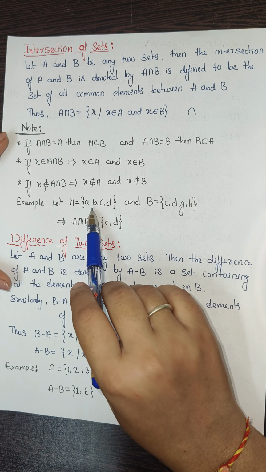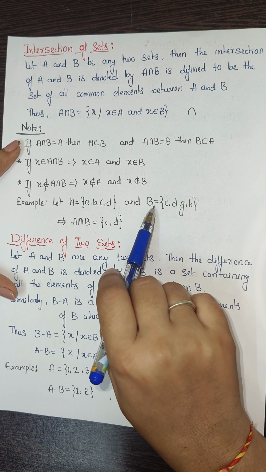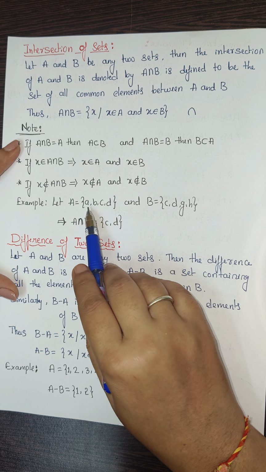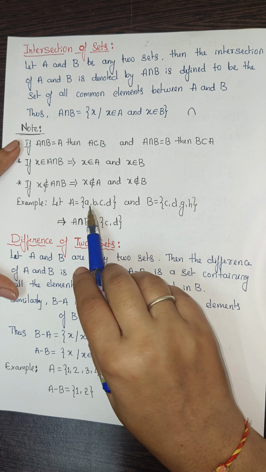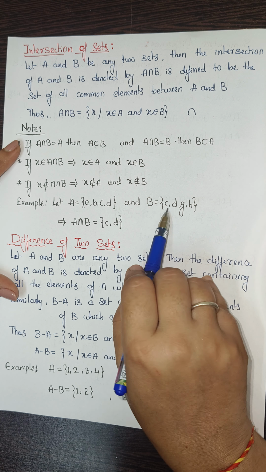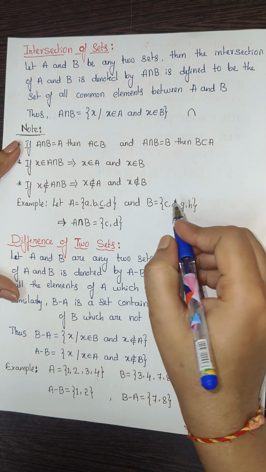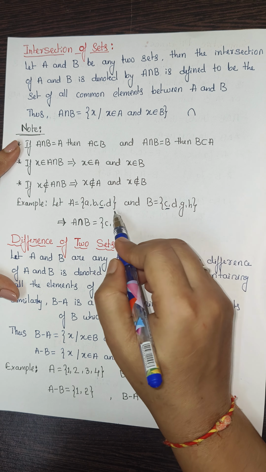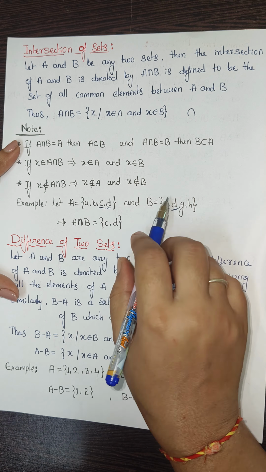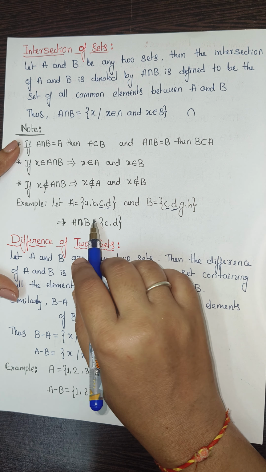One example here: the set A is A, B, C, D, and the B set is C, D, E, F. We need to check which are common. A is not in B, so don't take that one. B is not in the B set. C is in both the sets. C is in the A set as well as the B set, and D is also in the A set as well as the B set. So what are the common elements? We need to write them in A intersection B.